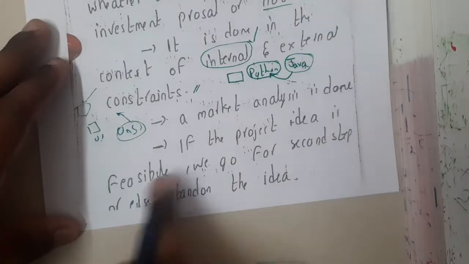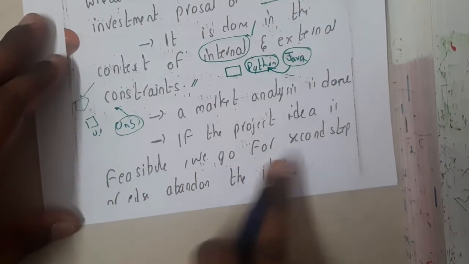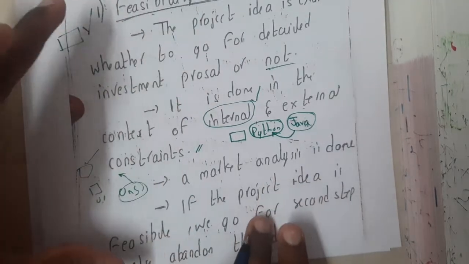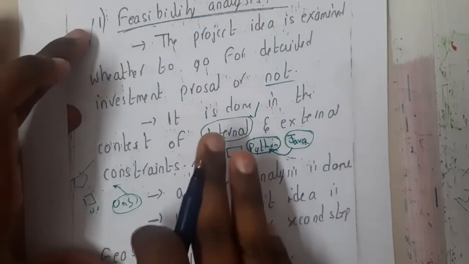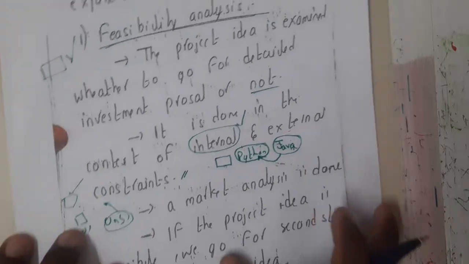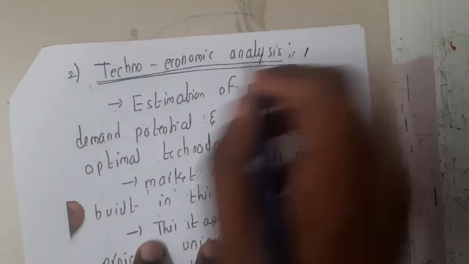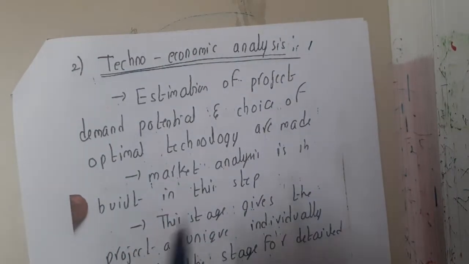If the project idea is feasible, we go for the second step, or else we abandon the idea. So basically your idea should pass this feasibility test, guys. Only then can you say, okay, we can continue, else you are going to forget about that idea. If it passes that feasibility test, then you will be doing your economic analysis, guys.